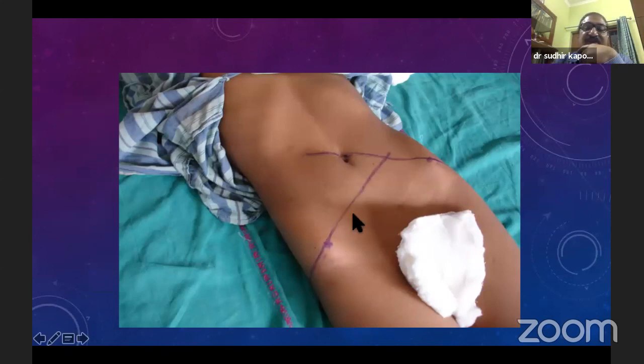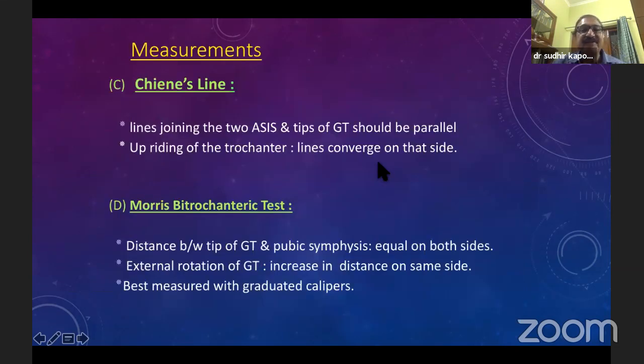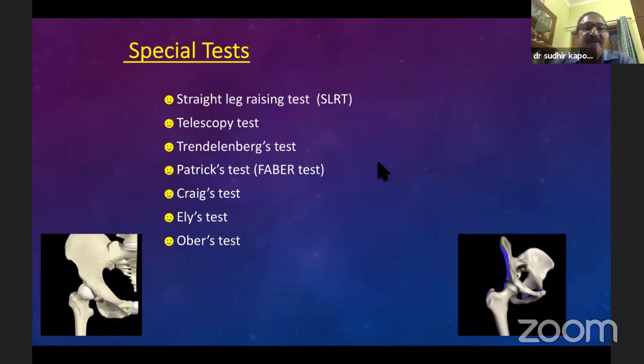This is another method of seeing whether there is supratrochanteric shortening or not, Shoemaker's line. The line joining the tip of the greater trochanter and the anterior superior iliac spine is extended further to the midline. If there is a supratrochanteric shortening, these two lines will intersect on the opposite side and below the umbilicus. I think I'll leave this. These are a summary of the measurements.